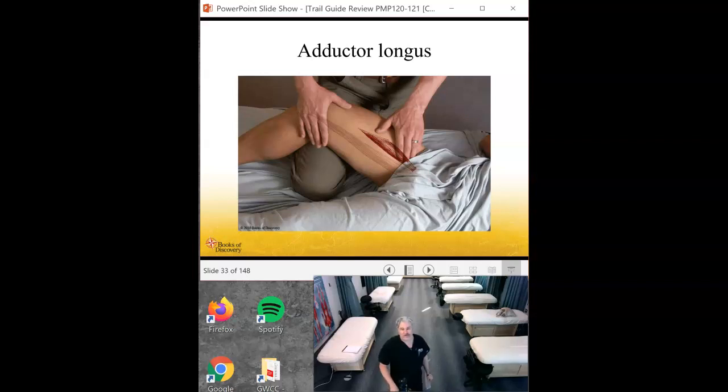What's the function of the adductor magnus? What's its adductor longus? I apologize. What's its action? Adduct the leg. Yep, adducts the hip. What's the name for your hip joint?